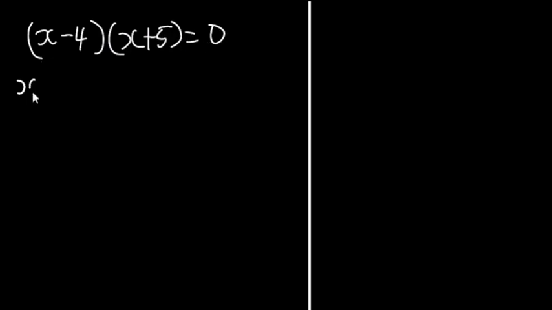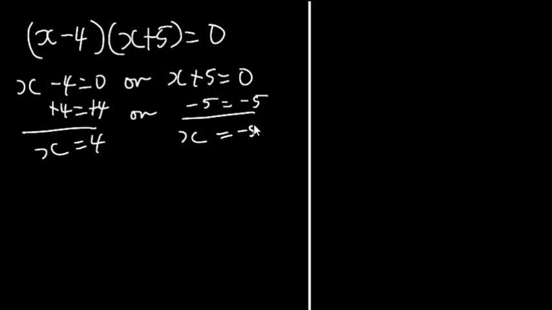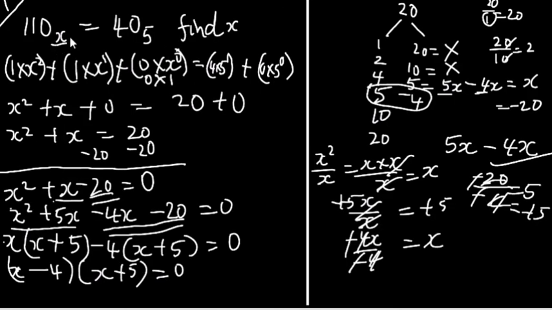x minus 4 and x plus 5 equals 0. So x minus 4 equals 0, or x plus 5 equals 0. Adding 4 to both sides, x is going to be 4, or when we subtract 5 from both sides, 5 minus 5 is 0, x is going to be minus 5. And we should not forget we are dealing with base, so the value of x should be 4.